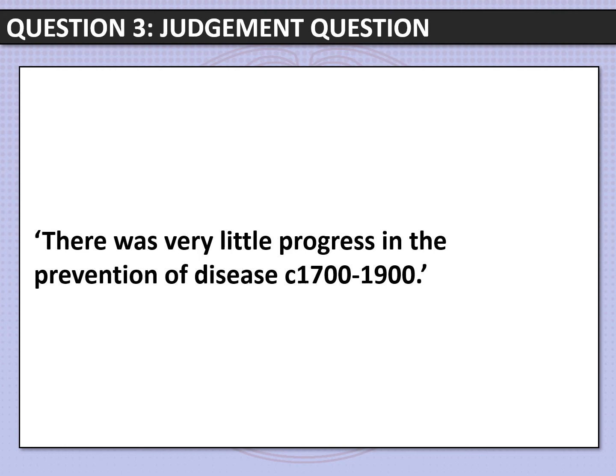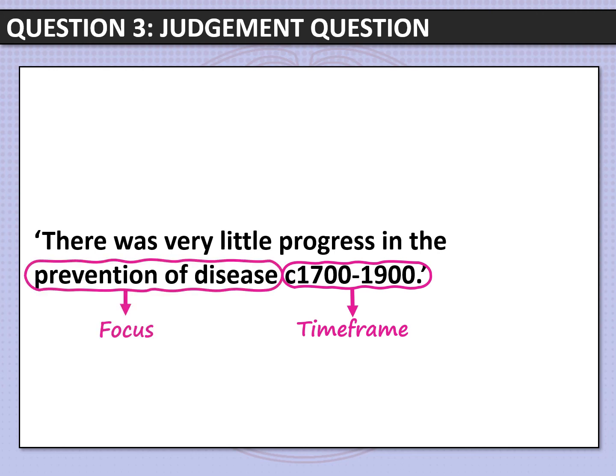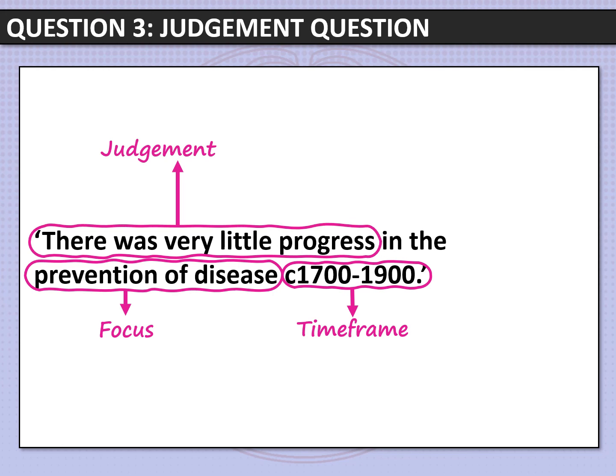So let's take a look here. Well, we have a time frame to focus on between 1700 to 1900. We've been given a focus as well, the prevention of disease. So we're not interested in treatments or ideas about disease, only in preventions. And we've been asked to make a judgment about this. There was very little progress. That starts me thinking, was there very little progress in the prevention of disease? And I'm starting to think about what my main paragraphs could be about.